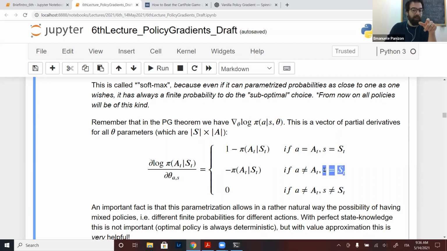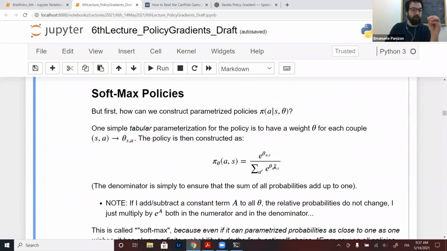If the state is the one which I'm considering, but the action A over which I'm differentiating is not the action which I'm actually considering, then this term is minus pi. And if I am considering parameters which do not correspond to that specific state, the derivative is always 0. This is a simple result which comes out from having this form of a policy.